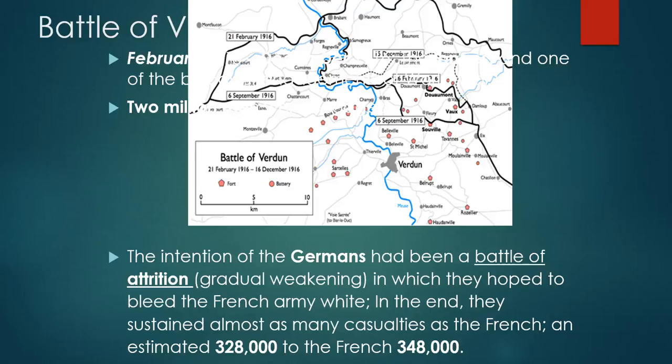An estimated 328,000 men died, compared to the French 348,000 men. So we can see that this battle, February 1916 to December 1916, almost 750,000 men died, and this is just in 10 months of a war that lasted 4 years. So this was really the greatest scale of death that these men and these countries and the world had ever seen.